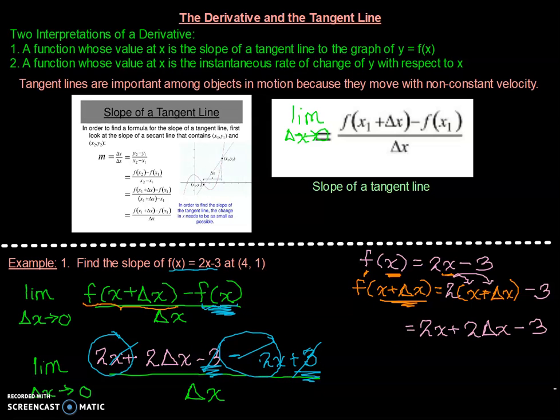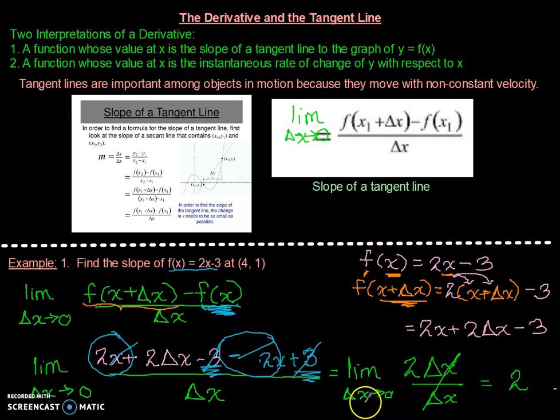So what I'm left with is the limit as delta x approaches 0 of 2 delta x over delta x. Now, since there are no plus or minus signs, there's nothing to be factored out, and I will show you what I mean in the next example. So I can just divide it out. Delta x and delta x divide out, leaving you with 2.